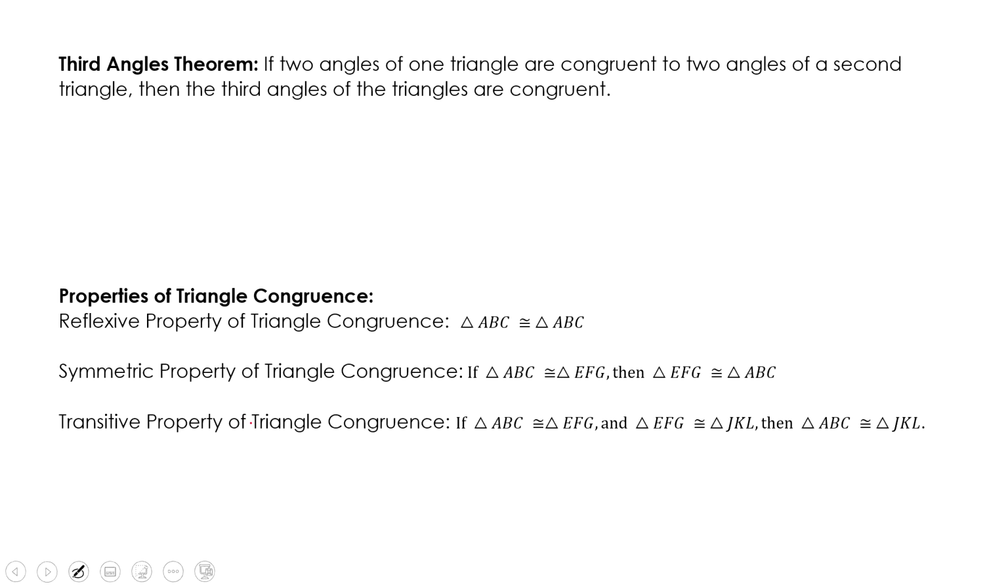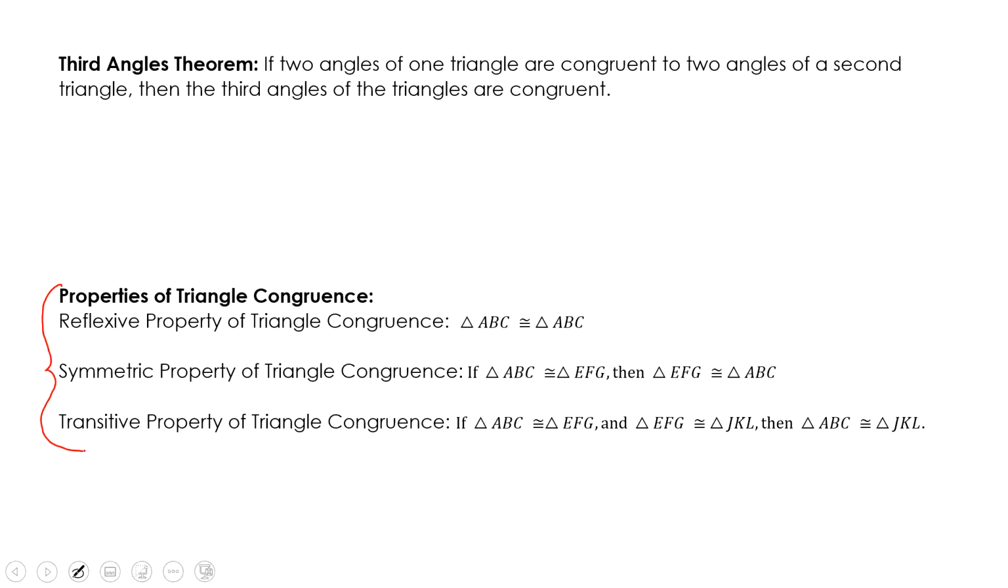Properties of triangle congruence. This is stuff that's more open for proofs and stuff that we have to know, but just look at it and say, does it make sense? Triangle ABC is always congruent to triangle ABC. Of course, that makes sense. 1 equals 1. Think of it that way. The symmetric property tells us that if ABC is congruent to EFG, then EFG is congruent to ABC. If A equals B, then B equals A. That's what they're talking about with the symmetric property of congruence.